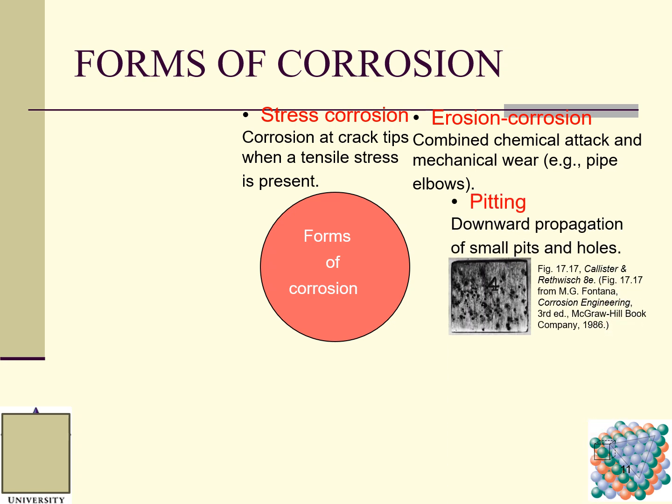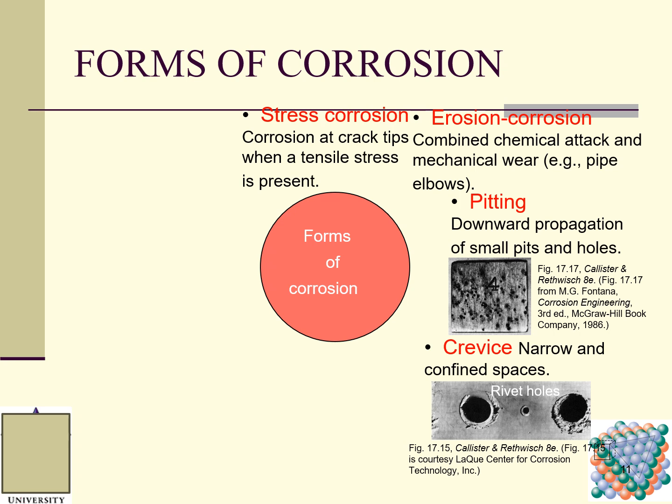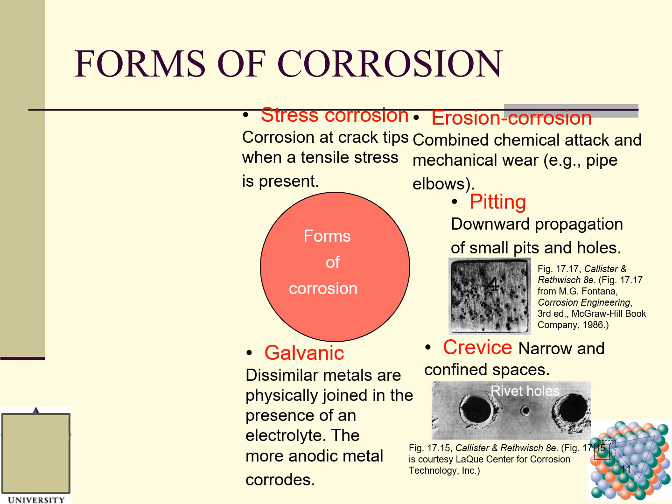Pitting, the downward propagation of small pits and holes. Look at this example. Crevice corrosion occurs in a narrow and confined surface. Galvanic corrosion: dissimilar metals are physically joined in the presence of an electrolyte, and the more anodic metal corrodes. This is what we just talked about. When we connect two electrodes together, we will have a current there. One corrodes, and the other one has deposition on the surface.